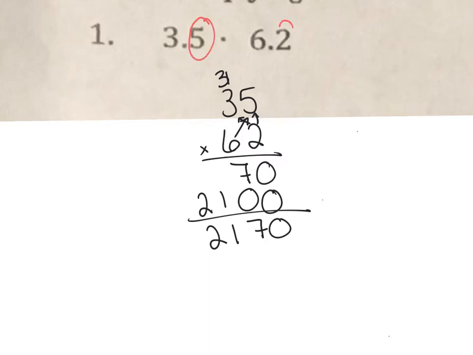I have 1 here and 1 here. That makes 2 numbers, so we need 2 numbers in our answer. Remember, you can also estimate your answer. So we can estimate 3.5 to be close to 4, and 6 2/10 to be close to 6, and 4 times 6 is 24. So this would be the only place you can put your decimal that makes sense.